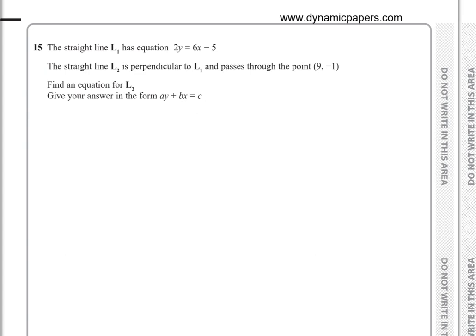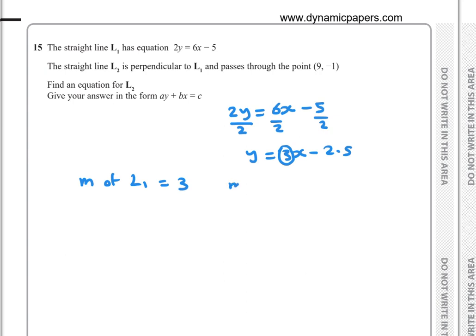Now from the equation of the line L1, which is 2y equals 6x minus 5, we can find the gradient of L1. Make y the subject, so divide by 2. So y equals 3x minus 2.5. Now the coefficient of x is the gradient, so the gradient of L1 equals 3. So the gradient of L2 is the negative reciprocal, so negative 1 over 3. So the equation of L2 is y equals negative 1 over 3 x plus c.